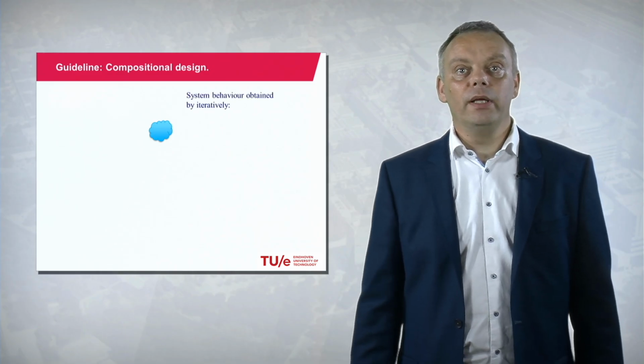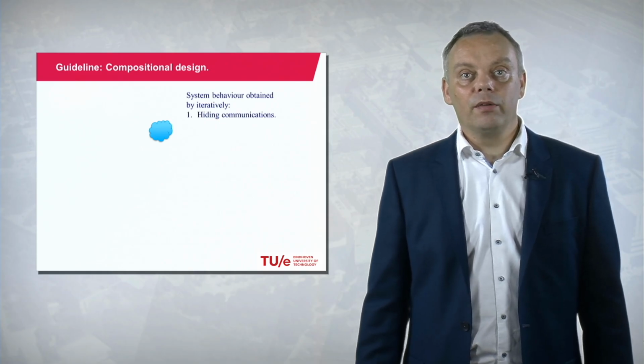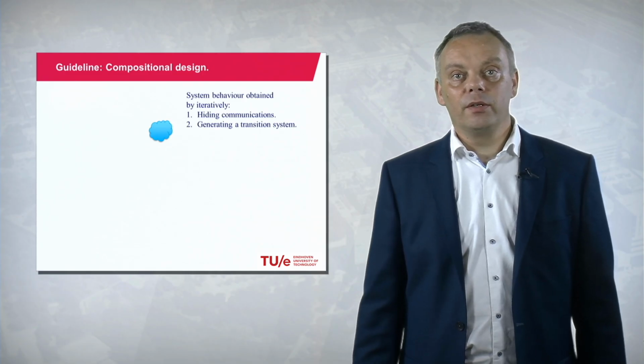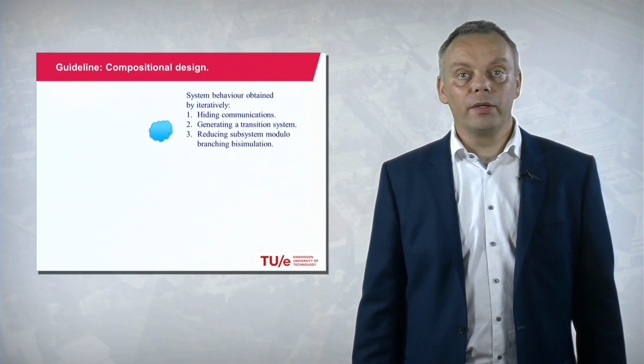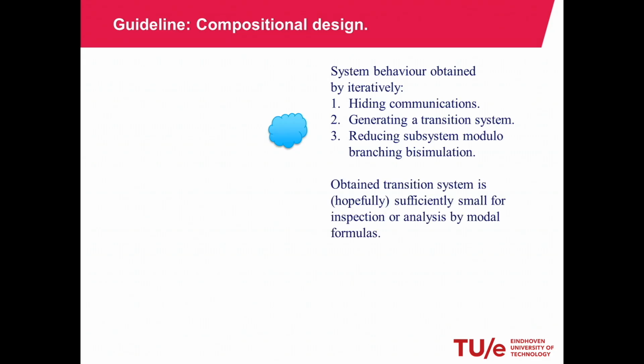So typically what we do is we iteratively hide communication of a subpart, we generate the transition system of that subpart, we reduce the behavior, and ultimately we get the behavior of the whole state space, and if it is sufficiently small, we can inspect it or we can verify model formulas on it.